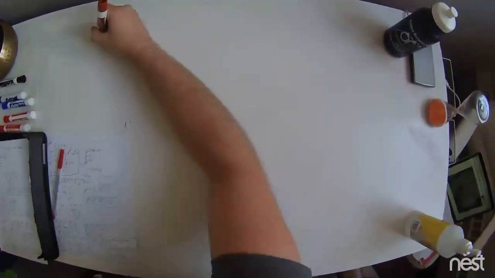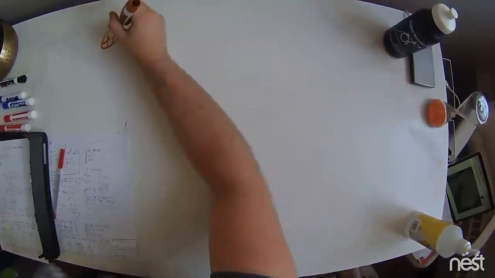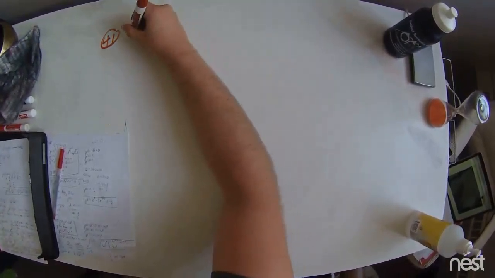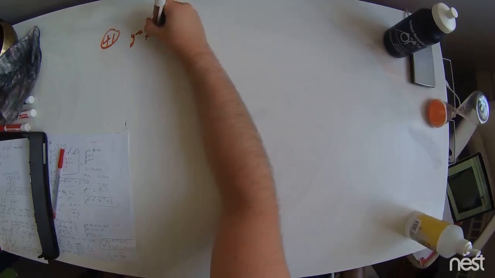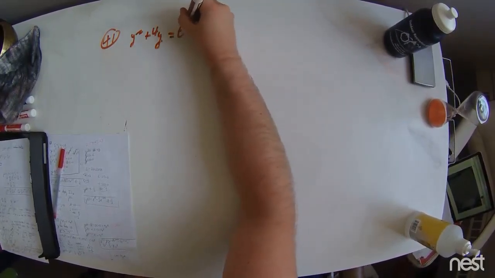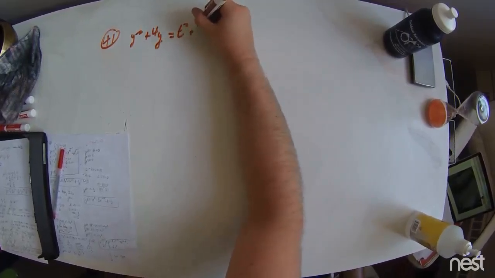Problem 41. In this problem, the ODE is y double prime plus 4y equals t squared plus 3e to the t.